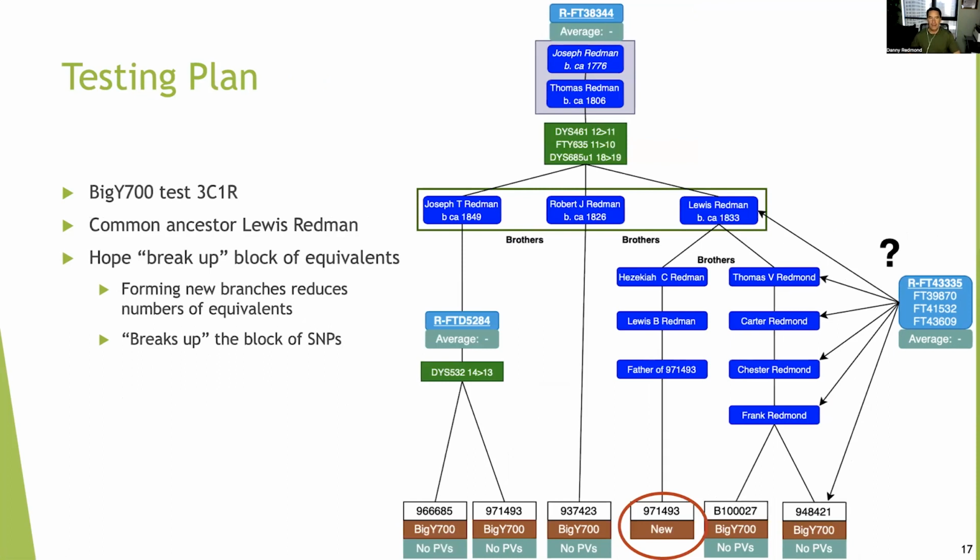So, the testing plan: I managed to find another cousin who was a descendant of a brother to my Thomas. He descends from Hezekiah, and I managed to talk him into testing and funded the Big Y 700 for him. My hope is, you occasionally hear people say, we want to break up the block of equivalence. What that means is I just want to take one of these and hopefully form a branch. That means it's now going to break that up.